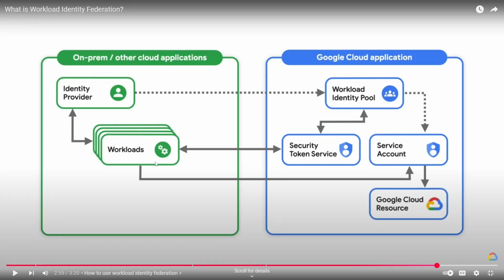If you start here with workloads, essentially your application is going to try to authenticate with a service account into Google Cloud. The service account is going to say, hey, you need to go to an identity provider to prove who you are. So essentially what it does is it goes to the security token service, checks out an identity from the pool, which is validated by the identity provider, and then provides access to a service account, and then the service account's permissions give it access to whatever various Google Cloud resources the service account has access to.